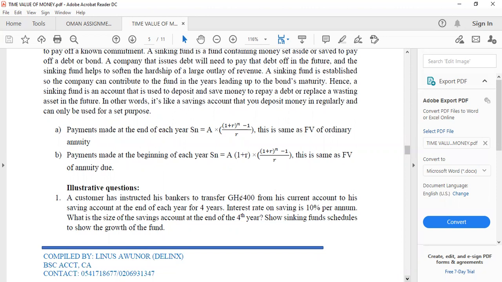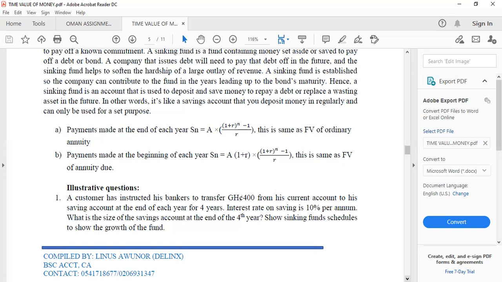So the customer has instructed his bank to transfer 400 cedis from his current account to his savings account at the end of each year for 4 years. So how would the disbursement be done? At the end of every year, the bank will transfer 400 cedis from his current account to his savings account, isn't it? And the interest earned on the account is 10% per annum. They're asking what is the size of the savings account at the end of the 4th year.